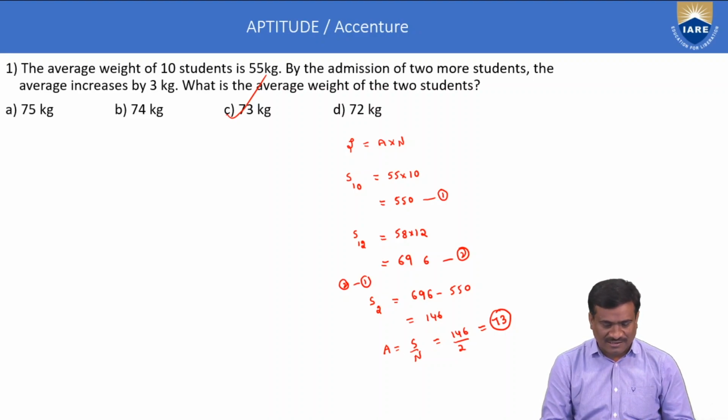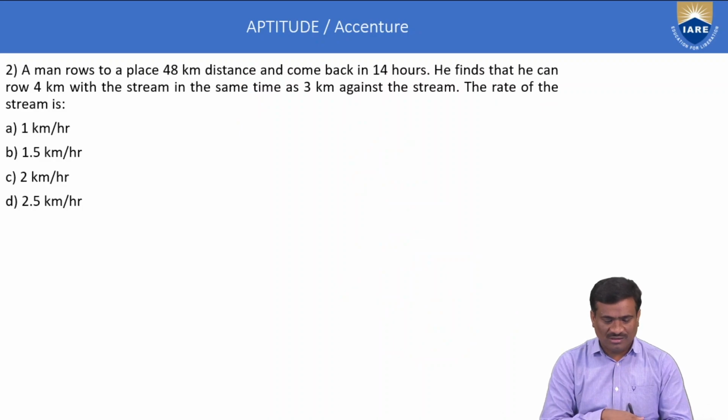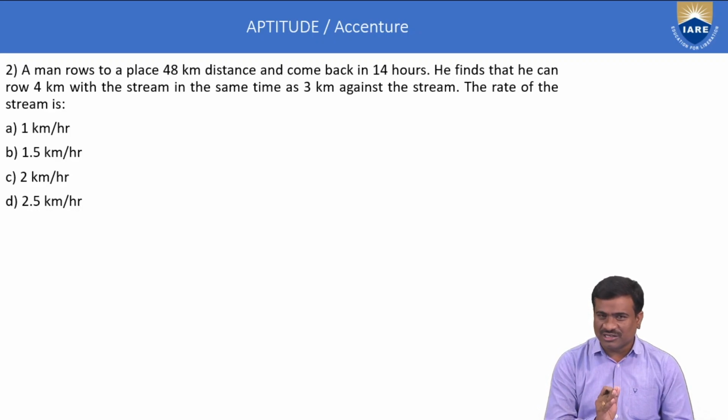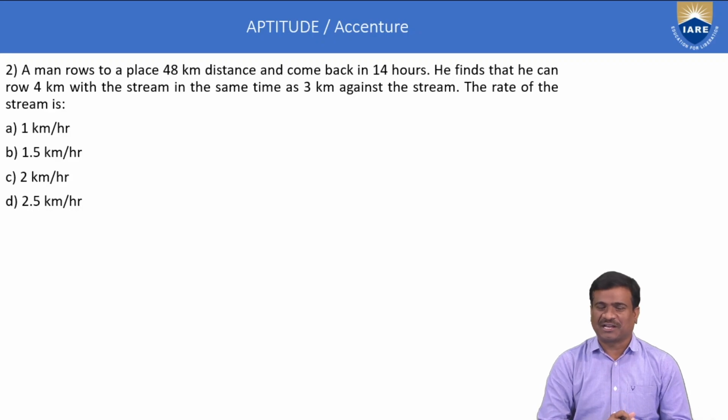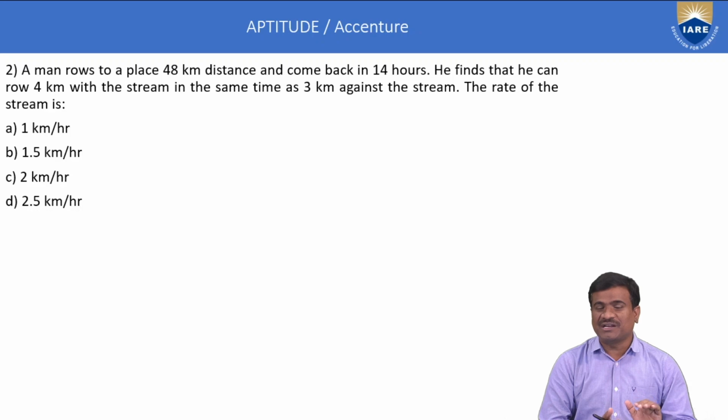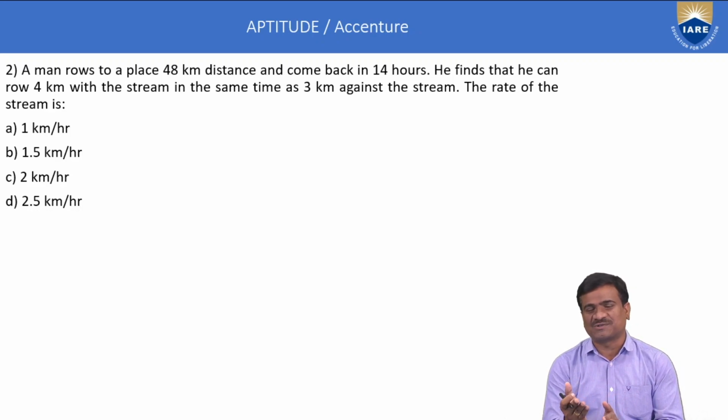Next, the second example, number 2. Boat and stream: time, distance and speed application. The only important concept in boat and stream is the method: time is equal to distance by speed, and speed is equal to distance by time. Here we calculate only either the speed of a downstream or the speed of an upstream.